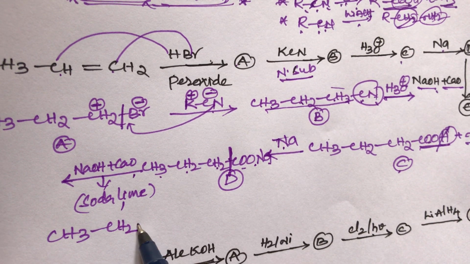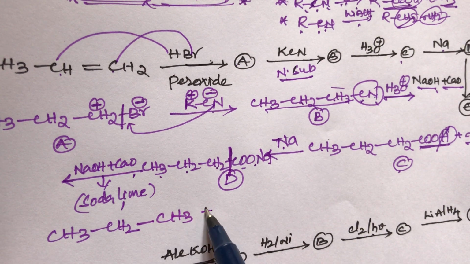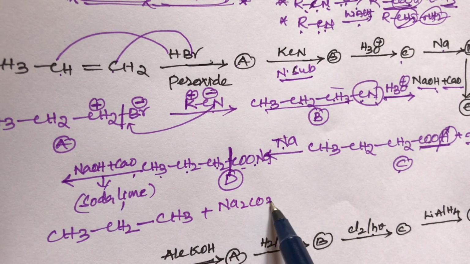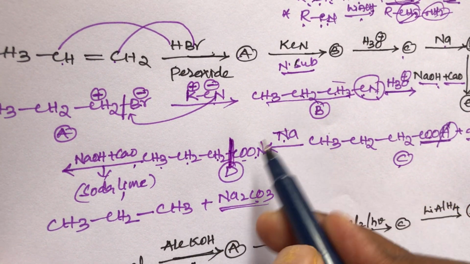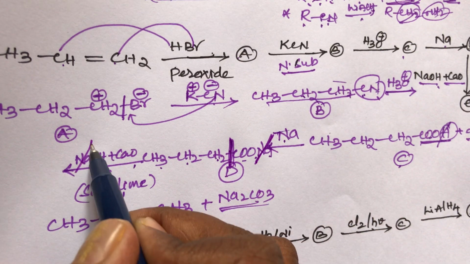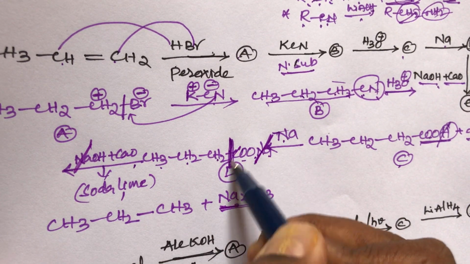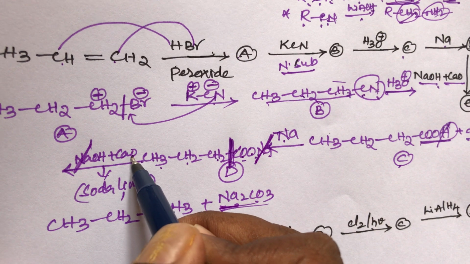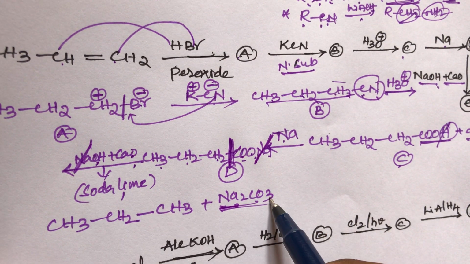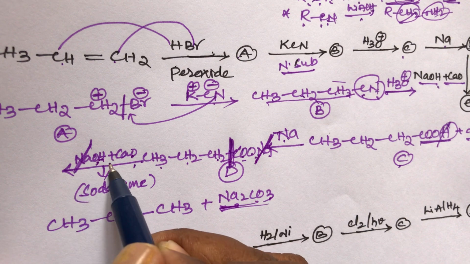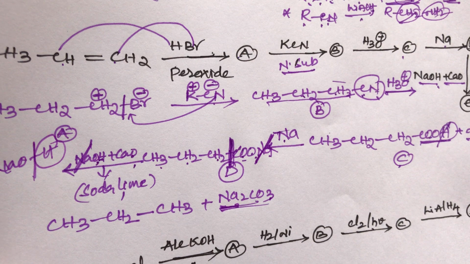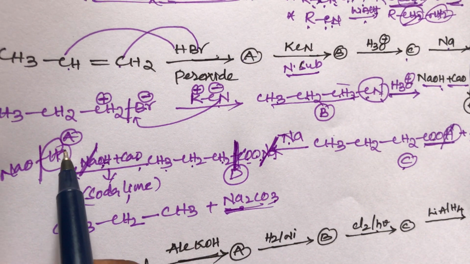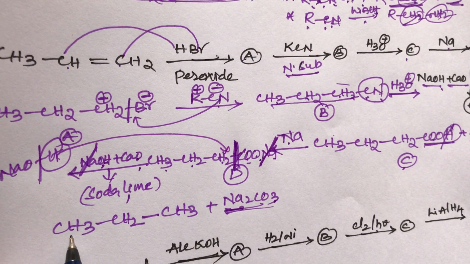Propane is formed, CH3 CH2 then CH3, plus Na2CO3. This is bond cleavage here. Here one sodium, here also one sodium, that is Na2. Here also one carbon is there, 1 2 3, 3 oxygens are there, Na2CO3, and this hydrogen in NaOH, it contains NaO, one hydrogen, here bond cleavage. This hydrogen combines with this CH2, we get CH3 CH2 CH3, propane is formed.